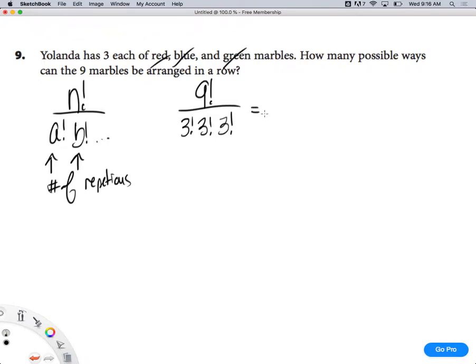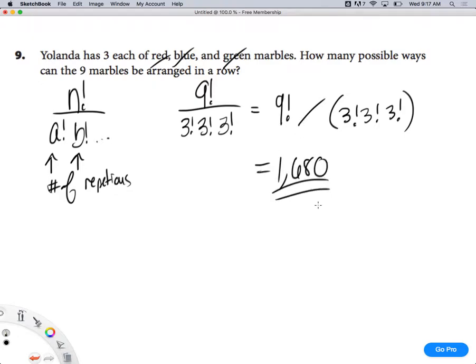Plug that into my calculator. This is what it looks like in my calculator: 9 factorial divided by, in parentheses, 3 factorial, 3 factorial, 3 factorial, close parentheses. If you do that correctly, you will get 1,680. Any questions on that? Okay. So that's number 9.